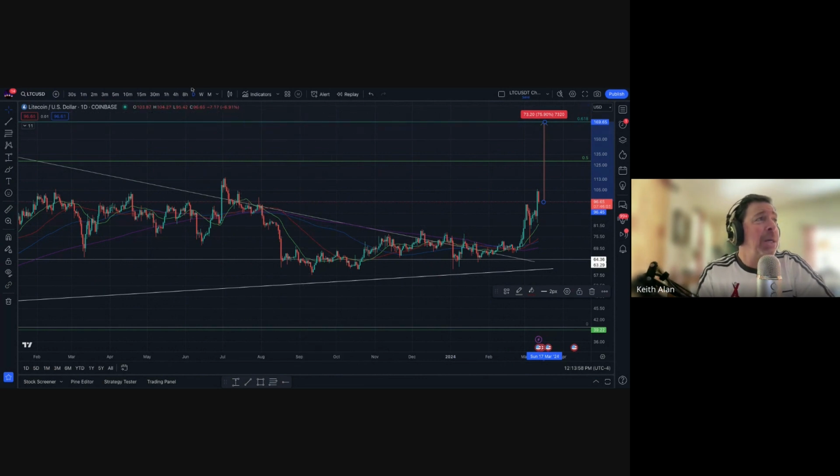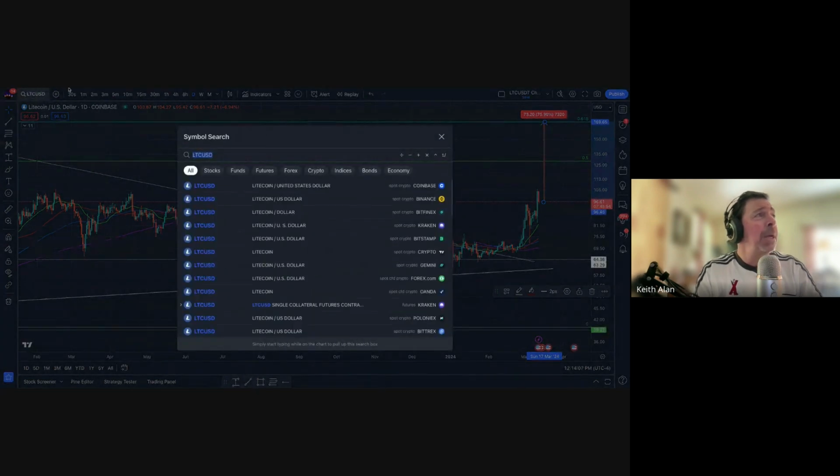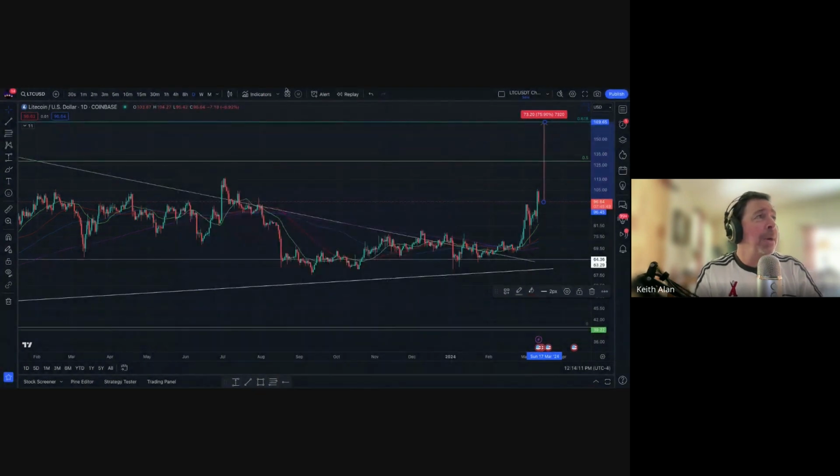I'm not sure I feel the same way about XRP. What am I doing? I don't want to do it on this chart. I want to do it on this chart.